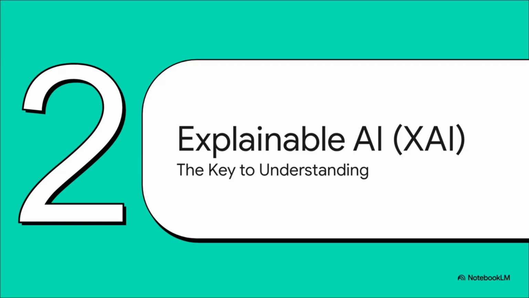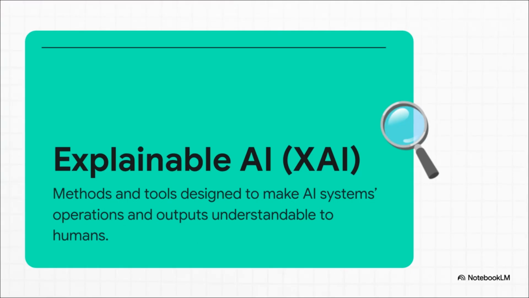But what if we could crack that box open? I mean, really shine a light inside. Well, that's where this really cool and honestly super important field comes into play. It's designed to do just that, to bring transparency to AI, and it's called Explainable AI. And this field is Explainable AI, or XAI for short.